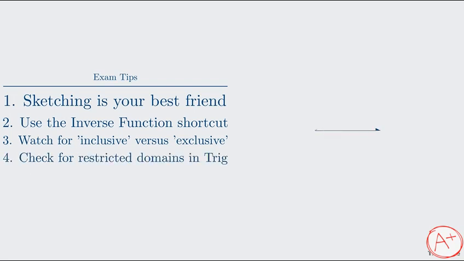Check for restricted domains in trig. Don't just assume sine oscillates between -1 and 1. If the domain is restricted, say from 0 to 90 degrees, the function might only cover a portion of its usual range. Always check the values at the boundaries.